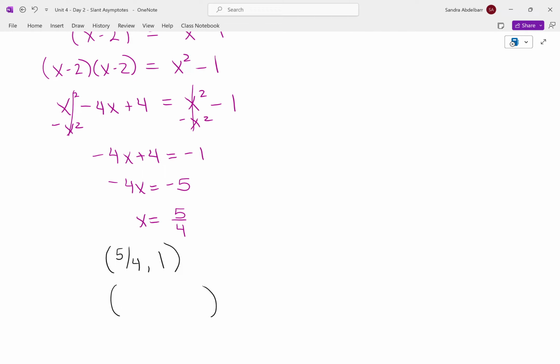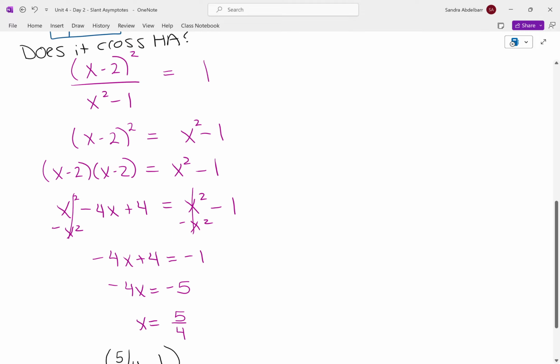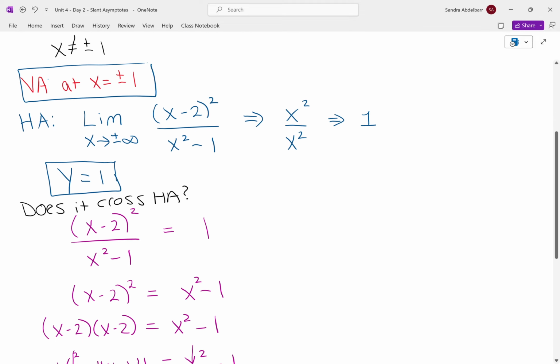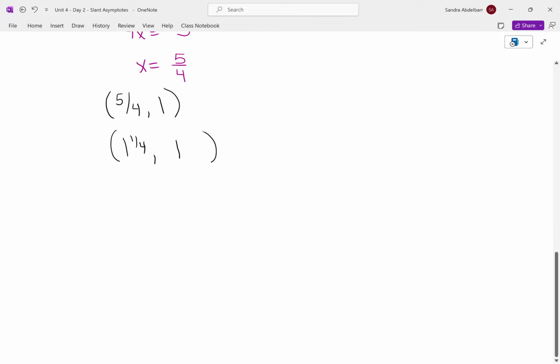Now, in this scenario, because we're sketching, it might be easier to change this to a mixed number. So 5/4, isn't that 1 1/4, comma 1? Okay, so we had our horizontal asymptote. We asked, does it cross?